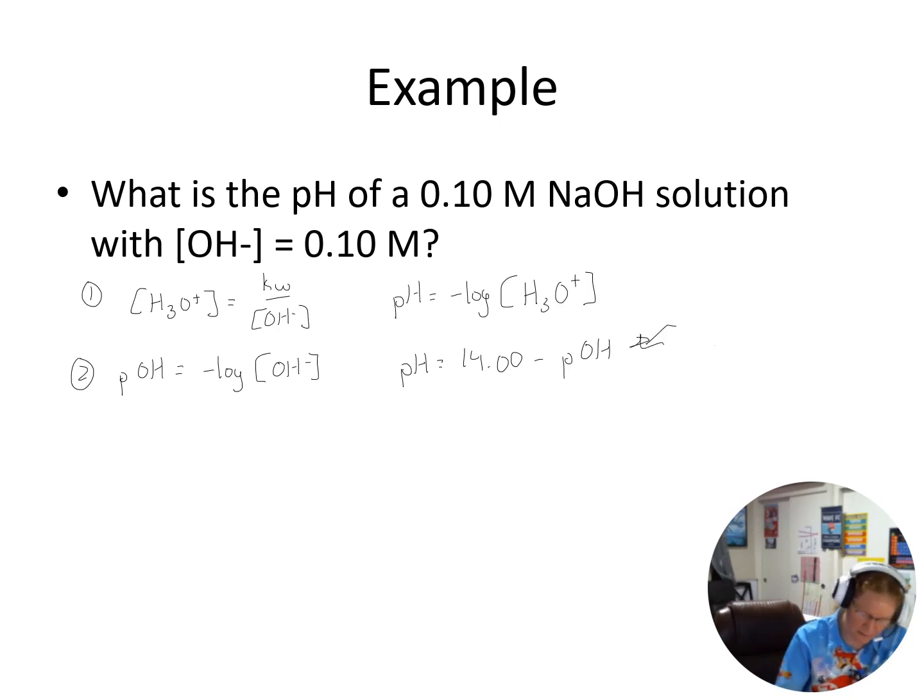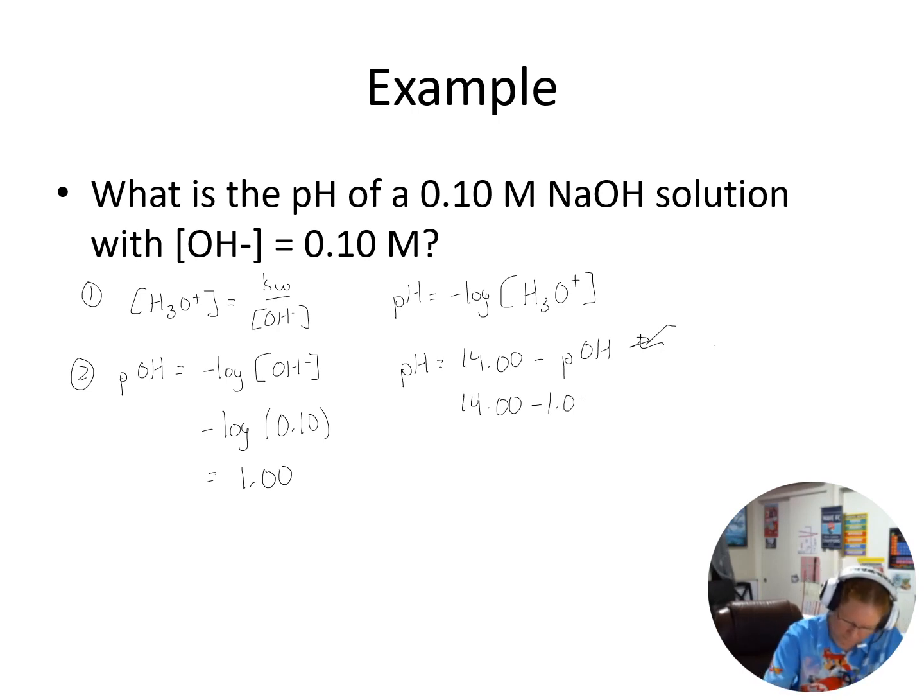Okay, so pOH, we're going to get negative log of 0.1 molar. So we're going to get 1.00. And then we'll get 14 minus 1.00 is going to give us 13. Okay?